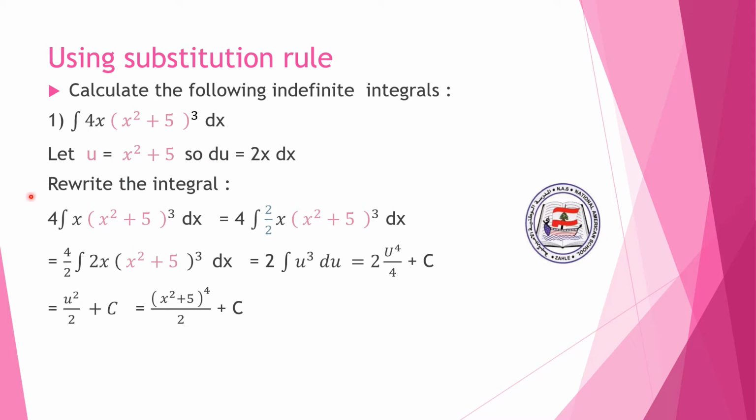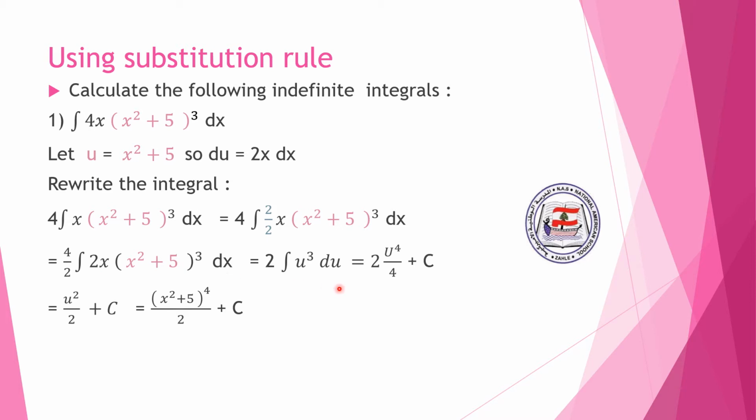Rearranging the integral, since we don't need the constant 4, we can take it outside the integral and write 4 integral of x into (x squared plus 5) to the power of 3 dx, which is equal to 4 integral of 2 over 2, 2x into (x squared plus 5) to the power of 3 dx. We need to introduce 2 since du is equal to 2x dx. Then taking half outside the integral, we get 4 over 2 integral 2x into (x squared plus 5) to the power of 3 dx.